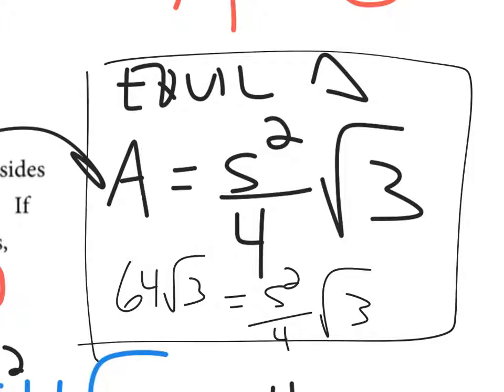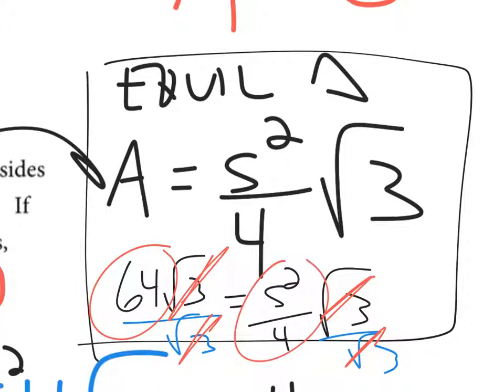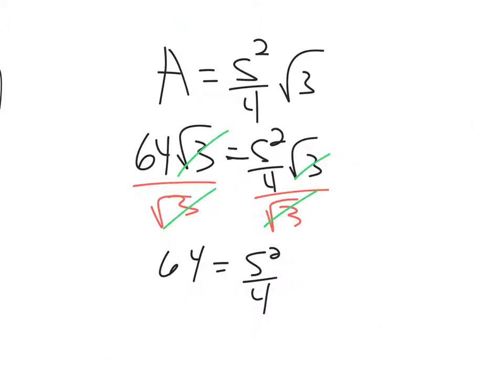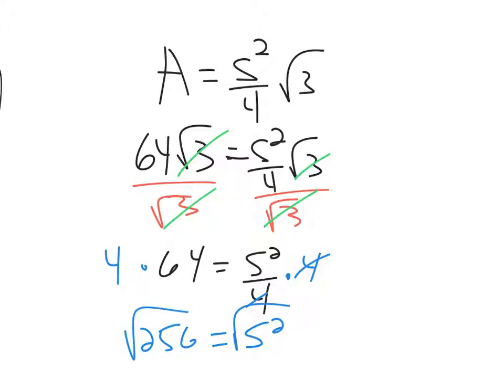And now I'm going to solve for S by, first of all, dividing both sides by radical 3 so that the radical 3's cancel. So here I'm going to have 64 equals side squared over 4. And now to solve for the side, I'm going to multiply both sides by 4. So here I get side squared equals 256. And then when I take the square root of both sides, I get the side is equal to 16.